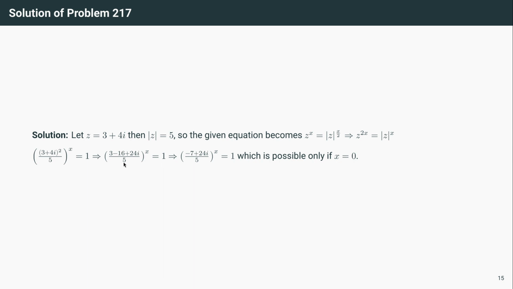Okay, so 16 minus 3 should be 13. 3 squared is 9. This should be 9, this is not 3. 9 minus 16 is minus 7 plus 24i, by 5, to the power x. Now this is possible only if x is equal to 0.